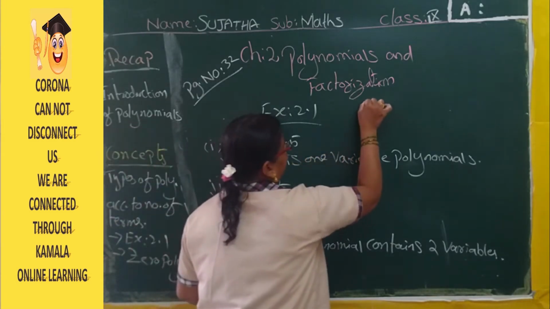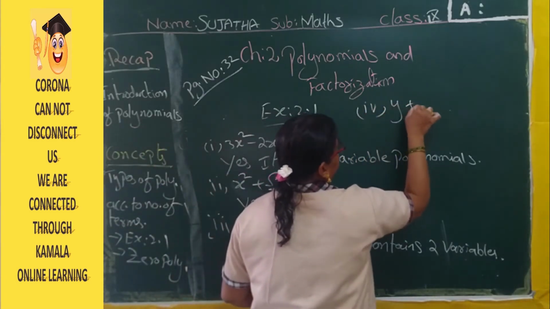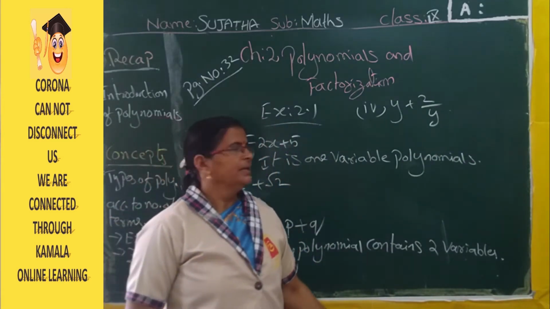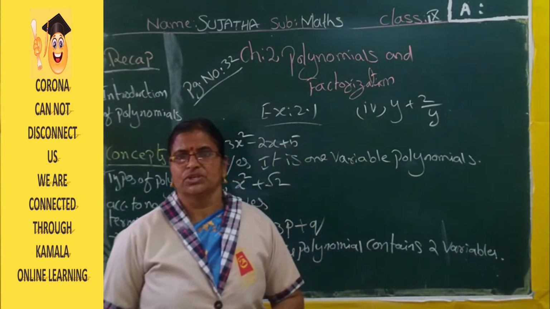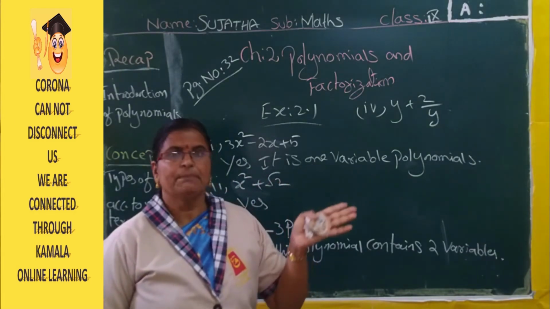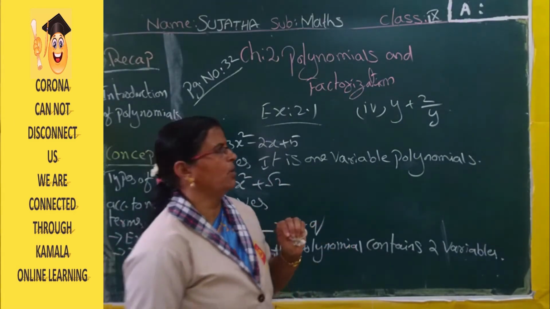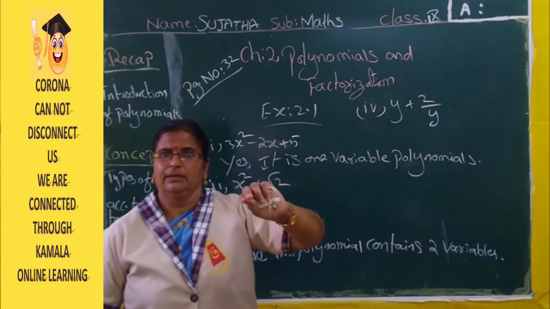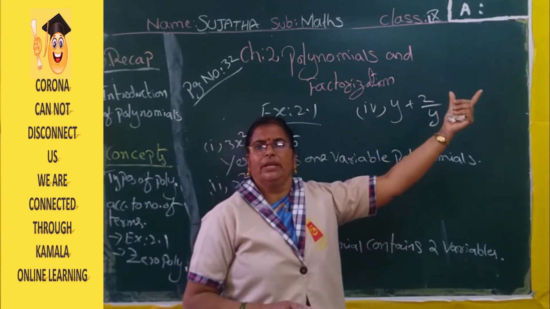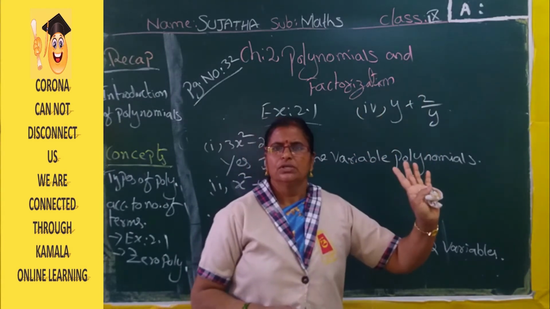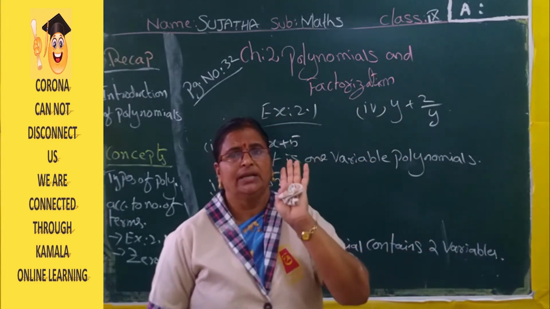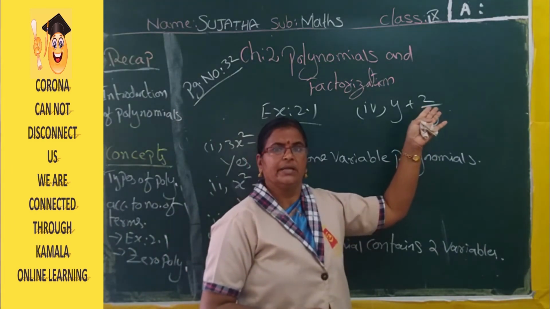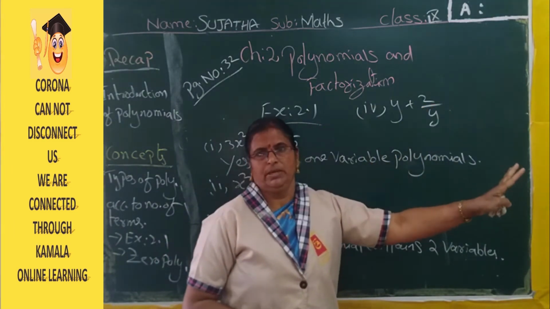y plus 2 by y. Here y, only one variable we used. But first you see if it is a polynomial. No, it is not a polynomial. Why? Because what I said, if the variable is in the denominator, when it comes into the numerator, the power becomes negative. Polynomial means it should contain non-negative integer powers. But it is a negative integer we are getting. So it is not a polynomial.